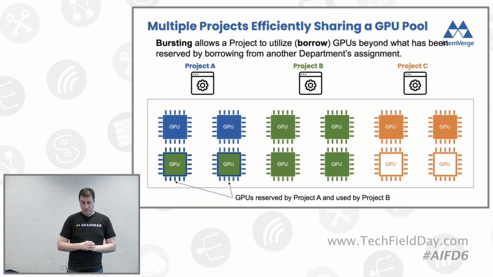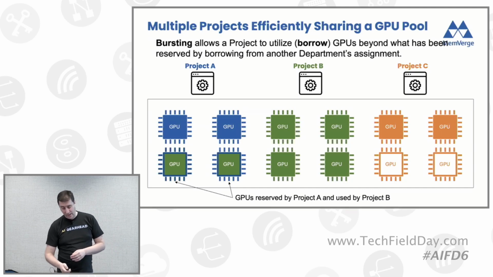So we talked briefly about bursting, and this is what this slide is trying to convey. We have three projects, A, B, C: blue, green, and orange. Project A has 4 GPUs, project B has 4 GPUs, and project C has 4 GPUs. Project C is currently only using 2 of its 4, so it has 2 available. Project B is using all 4, and it's also borrowed 2 GPUs from project A, because project A was only using 2 GPUs at the time.